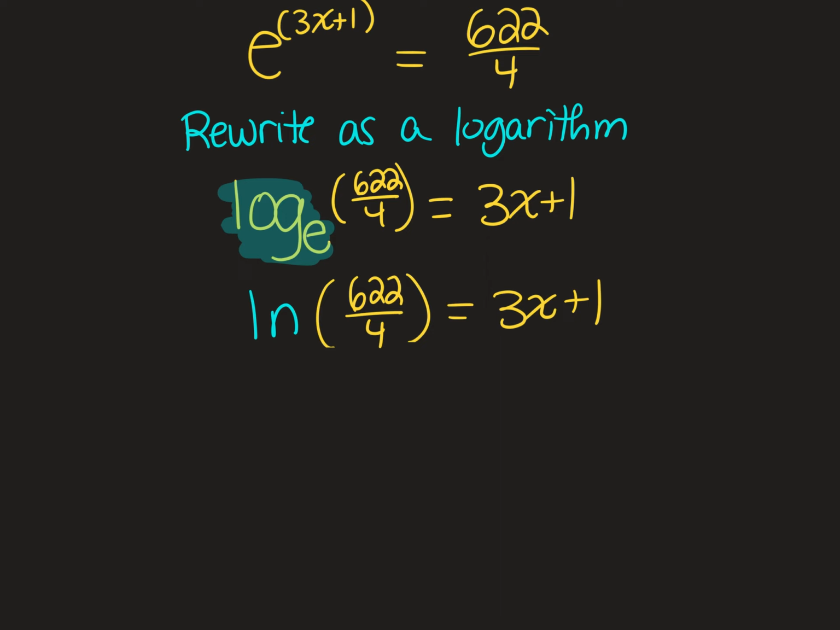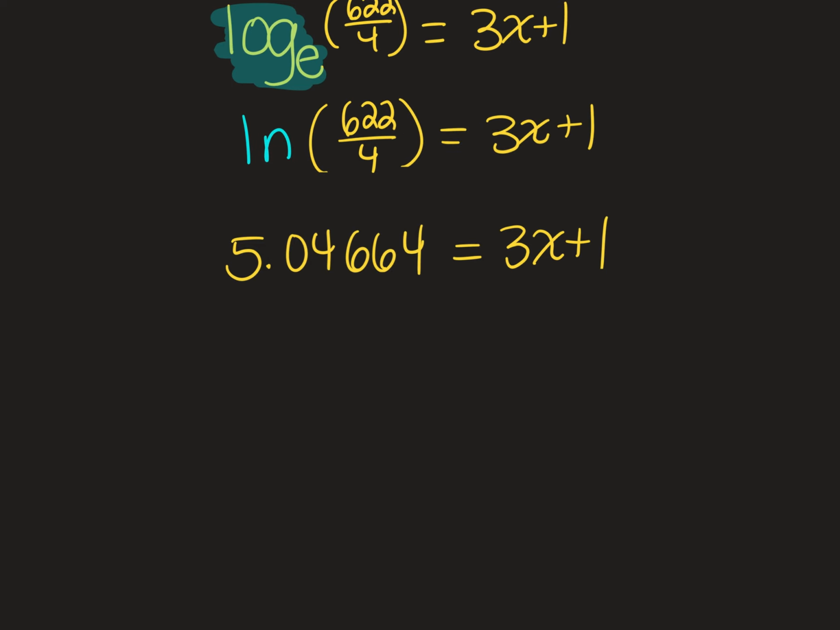Underneath your log button, there's a natural log button. It says just ln. So if you press that, type in 622 over 4. Somebody read me what you got to like 5 or 6 decimal places. 5.04664. Okay, that'll work. Equals 3x plus 1. Do you guys all agree with that? Okay. So again, we just did a natural log of 622 over 4, and we get that number.